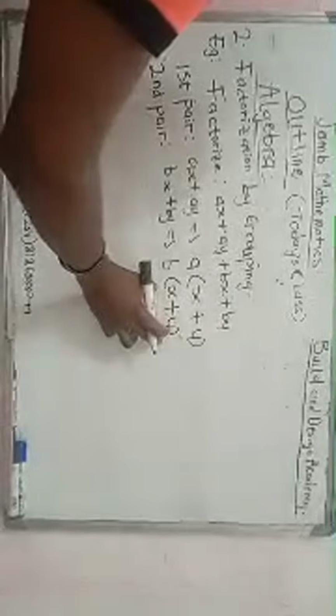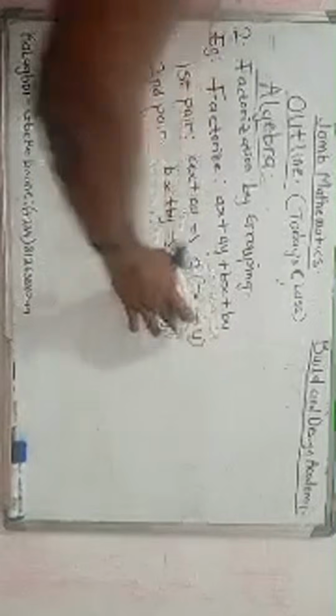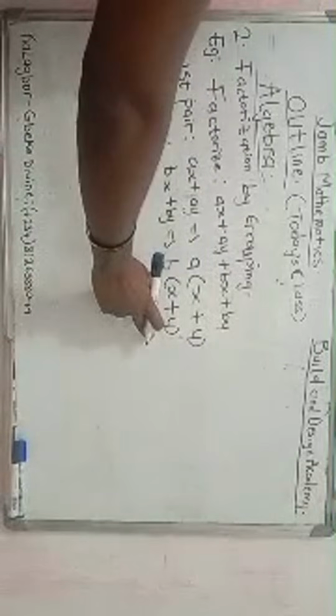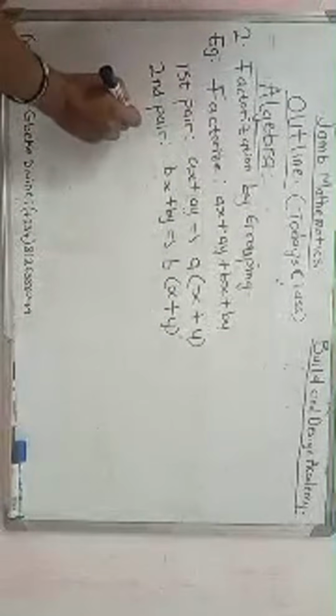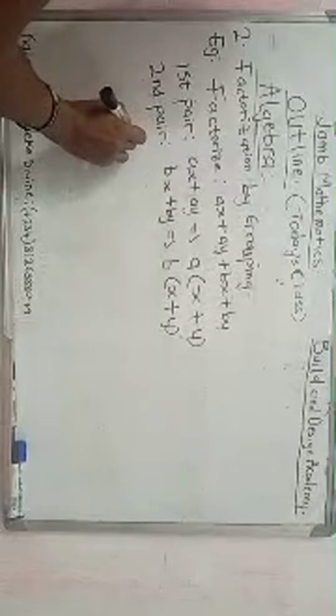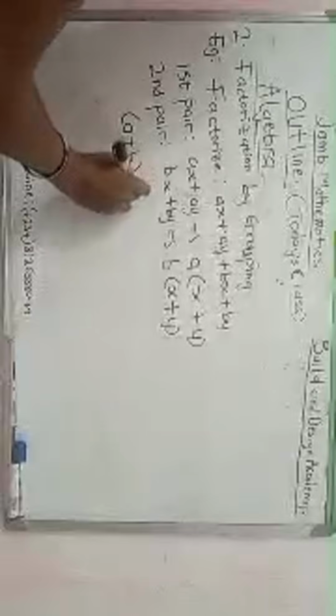So the next thing to do is, if you notice, x plus y is here, x plus y is here. So x plus y is their common factor. Next up, we will rearrange it. We will now have a plus b and x plus y.